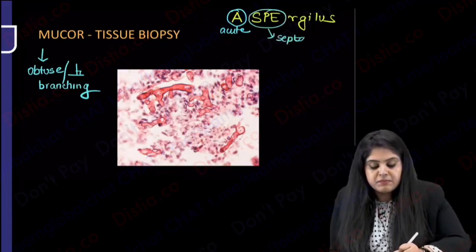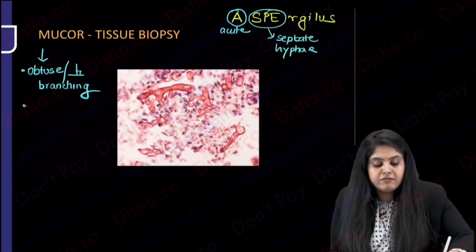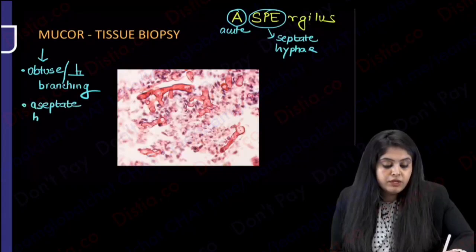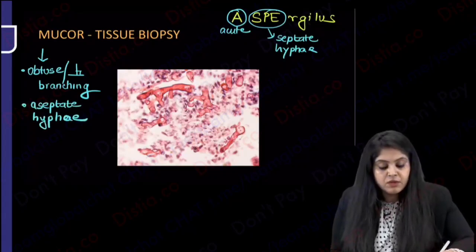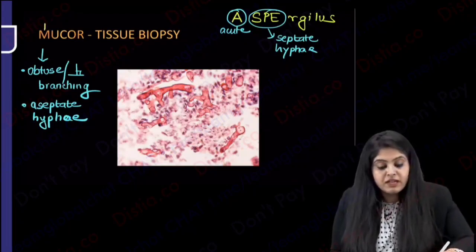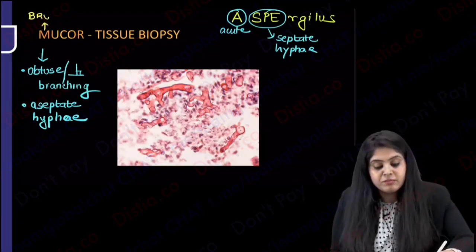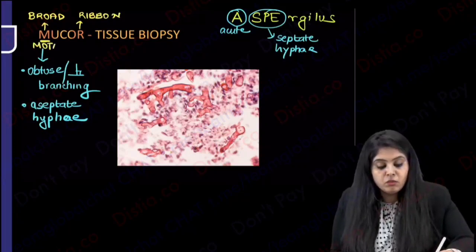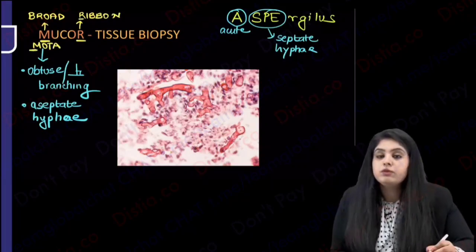Okay, aspergillus was what? Septate hyphae. So what is mucor going to have? Mucor is going to have aseptate hyphae. And one last thing, remember, mucor and M and R, mucor is mota. If they ask you which is the broader one, which out of aspergillus and mucor is broad and which is like a ribbon. So remember, mucor is broad, M for mucor, M for mota. And R for ribbon, it is going to be ribbon-like.